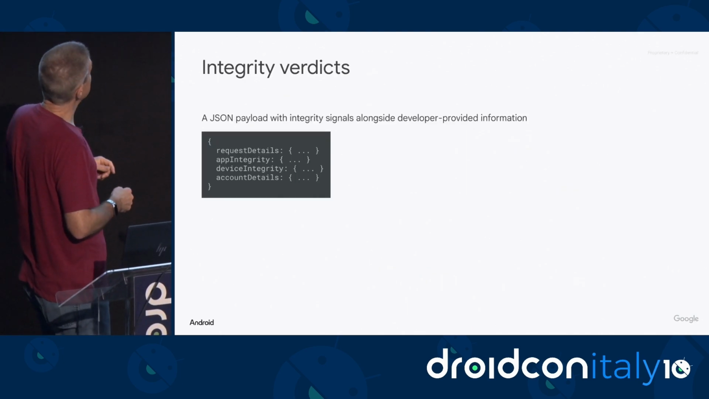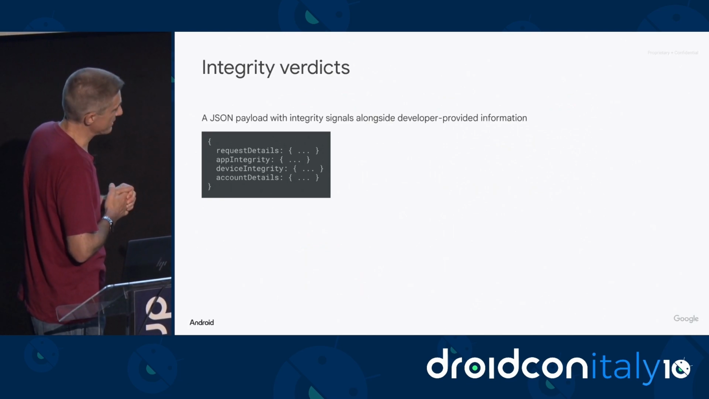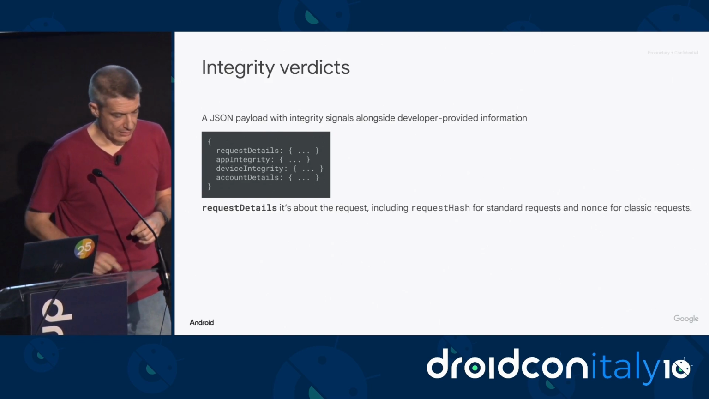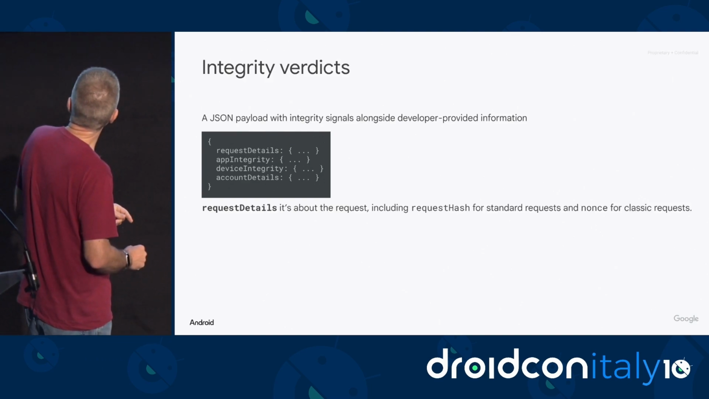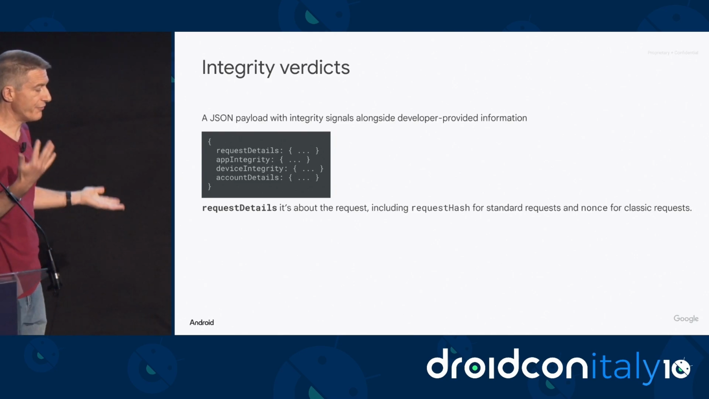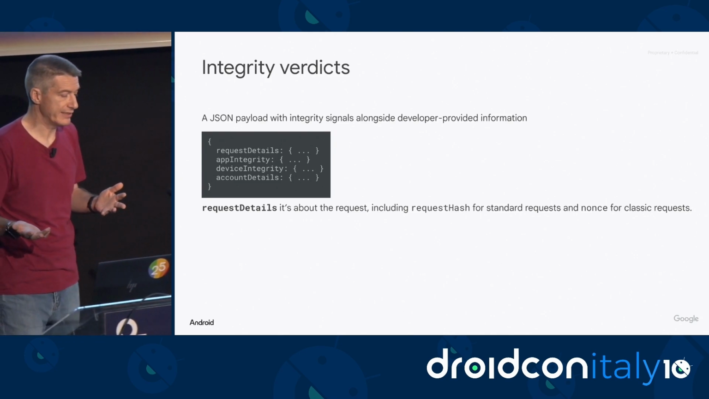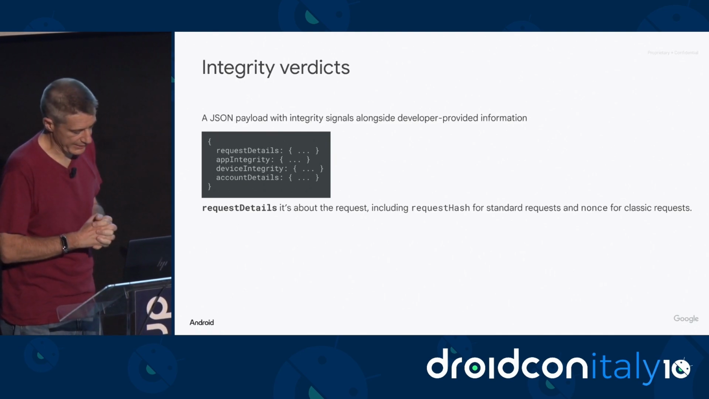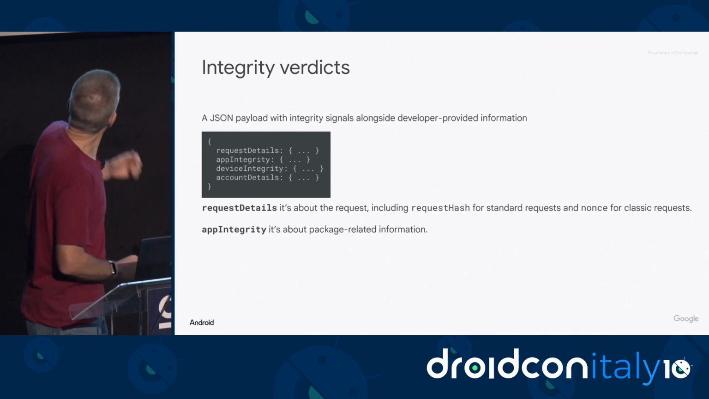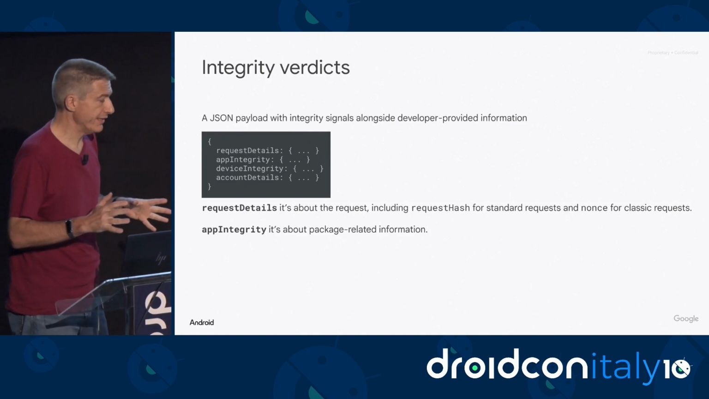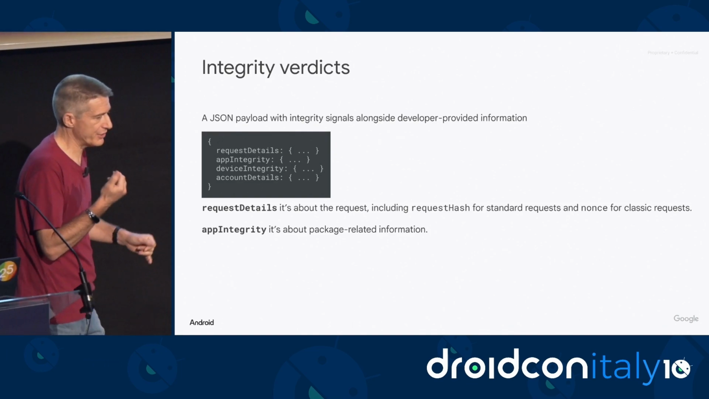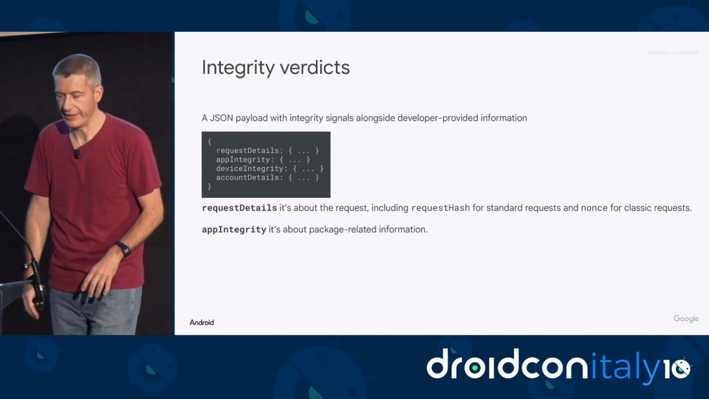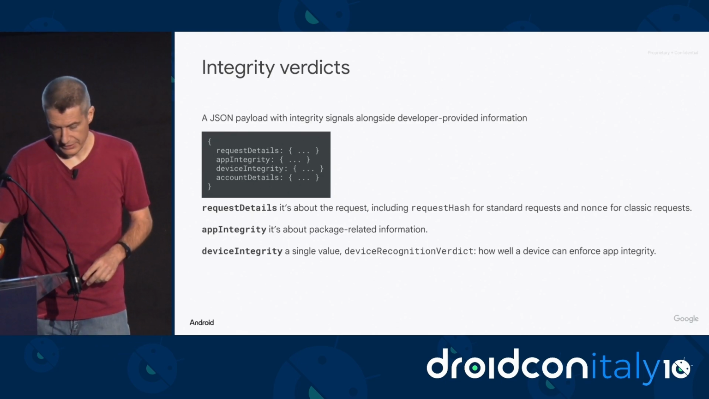The integrity verdict that you are going to get from this API is JSON with 4 different fields. You have the request details. This is different depending on whether you are doing a classic or a standard request. For the classic, you get the information about the nonce. For the standard, you get the request hash. Then you have the app integrity, and this is the application information. You get the package name, the hash of the application, and so on. So it's information regarding the application running on the device.